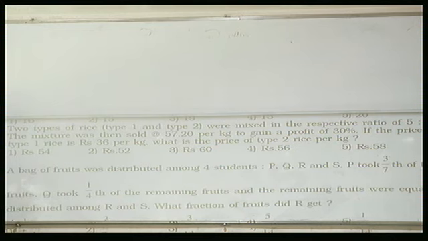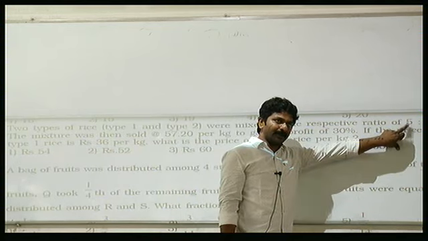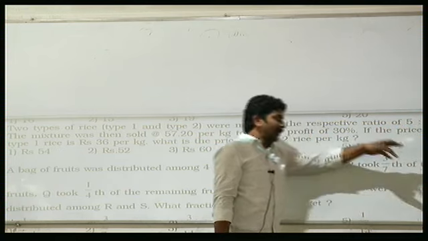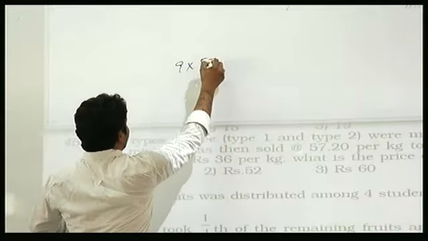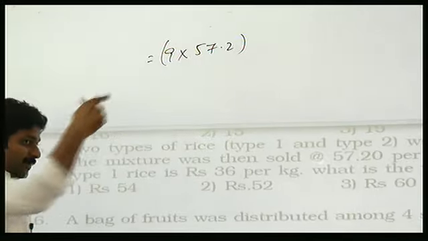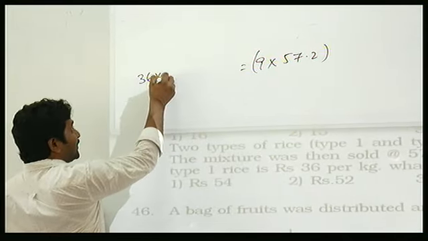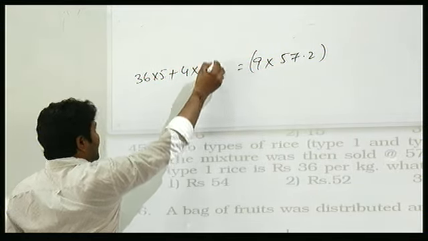One thing, taking 5 kgs and then 4 kgs respectively, they were mixed in the respective ratio 5:4, they said. So 5 kgs of first quantity and 4 kgs of second quantity. Take them, then in total you have 9 kgs of variety. Total price becomes 9 into 57.2, the price at which the mixture was sold. So 9 into 57.2 rupees you'll get from the mixture. First variety is 36 rupees and you have 5 kgs there. Second variety is 4 kgs and you need to calculate the price here.